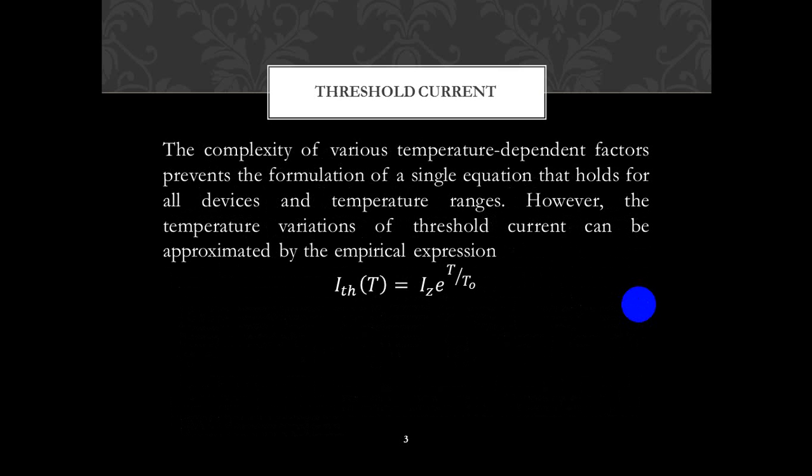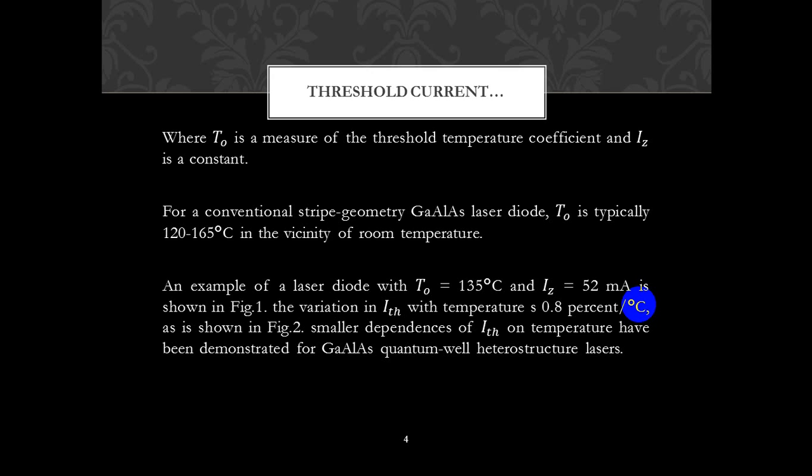Now the threshold current. The complexity of various temperature dependent factors prevents the formulation of a single equation that holds for all devices and temperature ranges. However, the temperature variations of threshold current can be approximated by an empirical expression: ITH, that is threshold current, is equal to IZ e to the power T by T naught, where T naught is the measure of the threshold temperature coefficient and Iz is a constant.